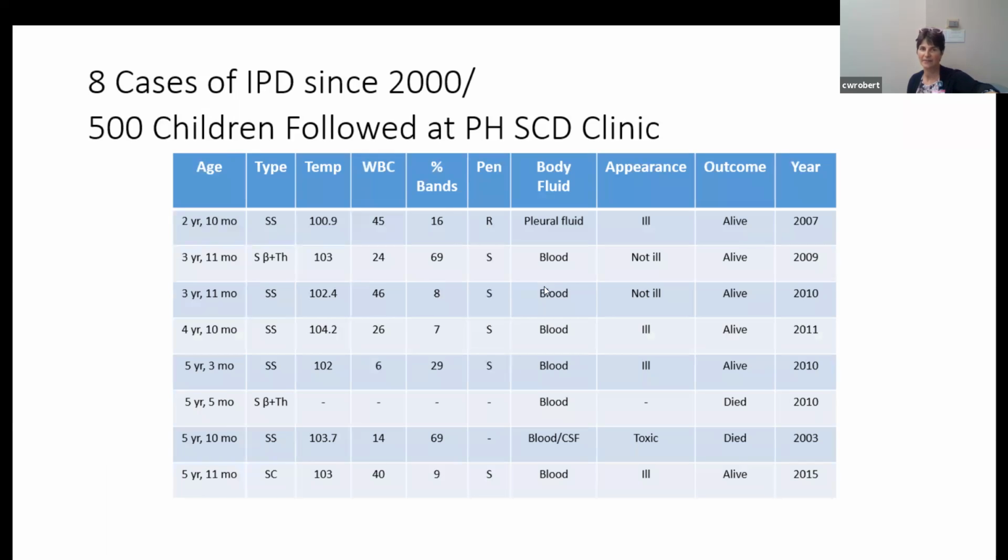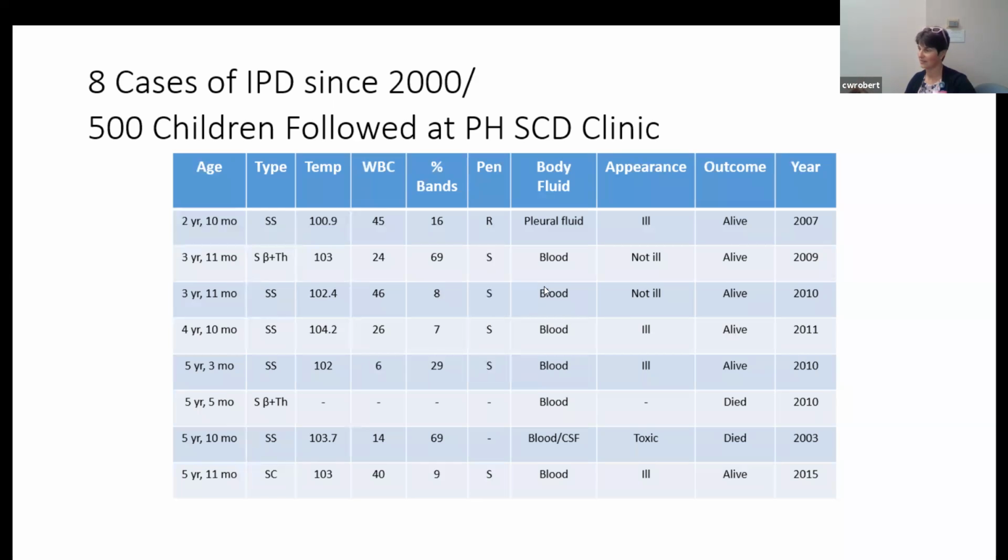So 11 cases of IPD, invasive pneumococcal disease, since 2000. The reason we picked 2000 is that's the year Prevnar was introduced as a vaccine. We saw a decrease in pneumococcus after Prevnar 7 was introduced. In 2010, Prevnar 13 was introduced, and again we saw a decline in pneumococcus after that.